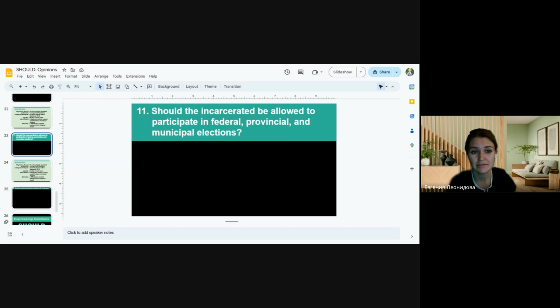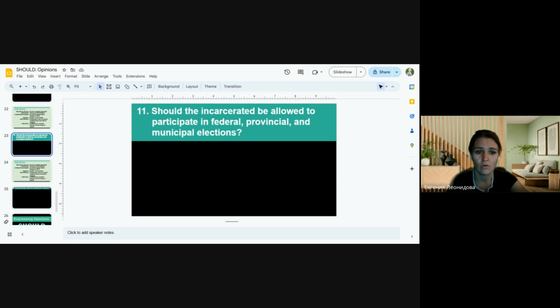Incarcerated individuals are still citizens and may have the right to vote under democratic principles. Denying them the right to vote may be seen as a violation of their citizenship rights, but in my opinion, prisoners should not be allowed to participate in the federal, provincial, and municipal elections. This category of people has broken human rules, I think, and now must focus on their behavior and how to become better and gain new knowledge. It's not time to vote and to be a participant in such serious matters.